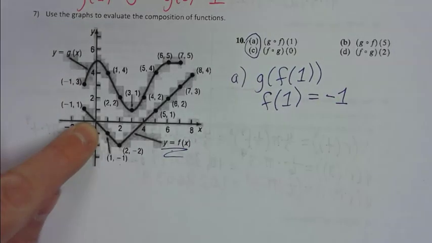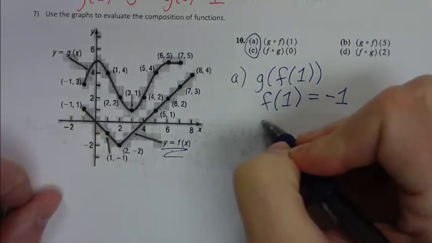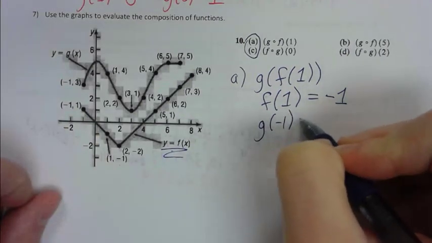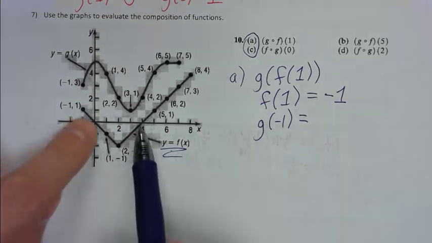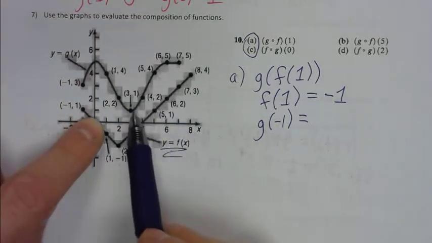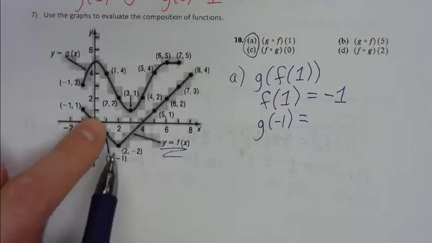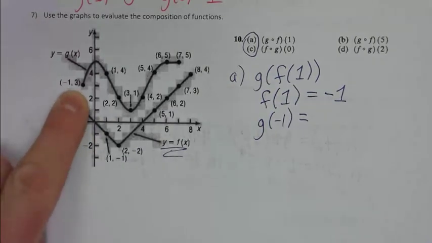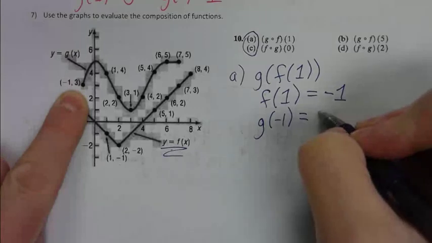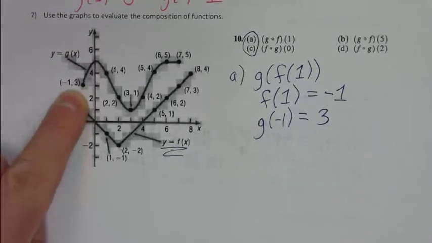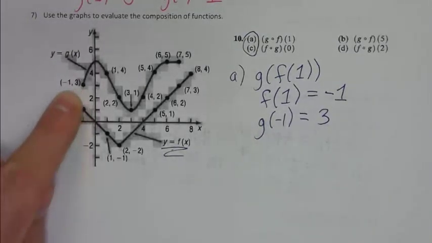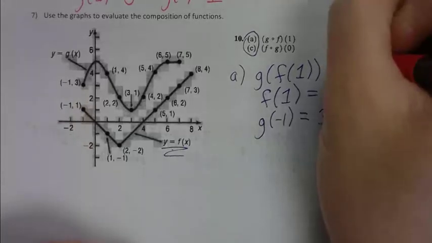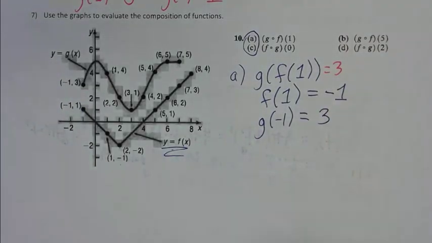And so from there, we got to take that -1 and evaluate for function g. So function g is this curvy polynomial looking guy up there. So -1 for g would be a 3, where my finger's pointing right there. So that means this would be equal to 3. And that means this whole thing is equal to 3.